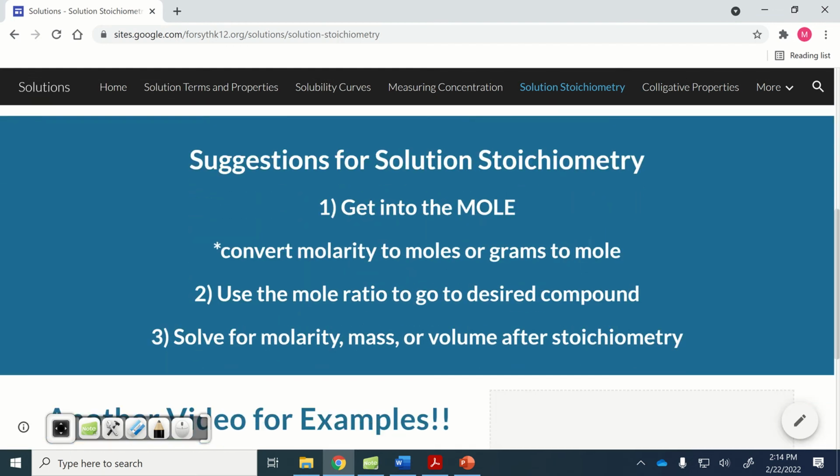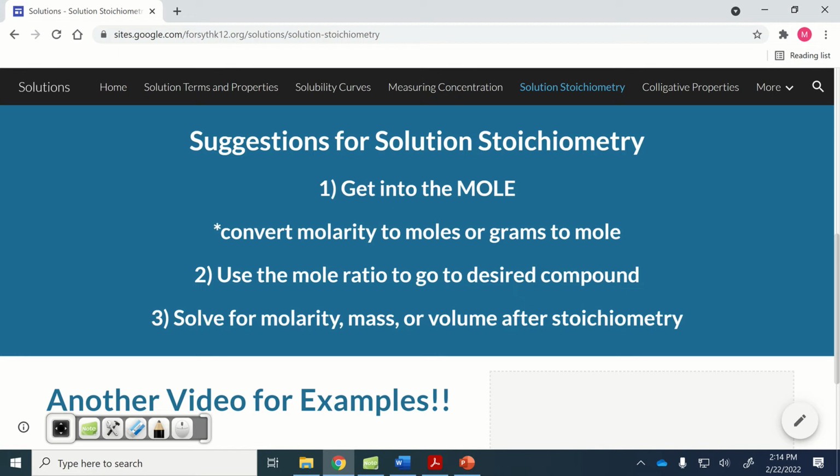So how do we approach it? You're going to be given a problem. We need to get into the mole. We need to convert molarity to moles or grams to moles, depending on what they give you. This is only going to be molarity. Molarity equals moles over volume, moles over liters. You're not going to see this with molality at all. So it's just the molarity formula we're going to be using quite a bit.